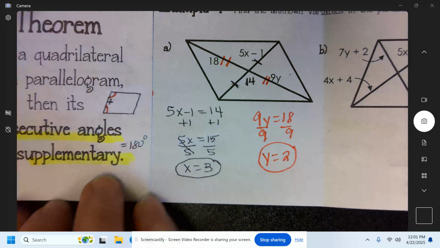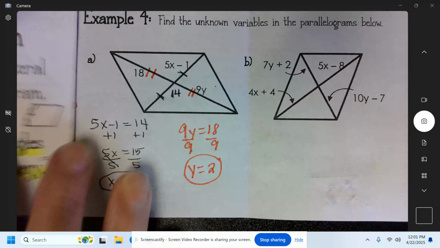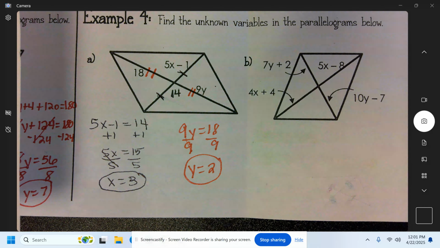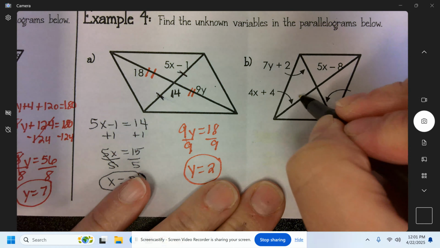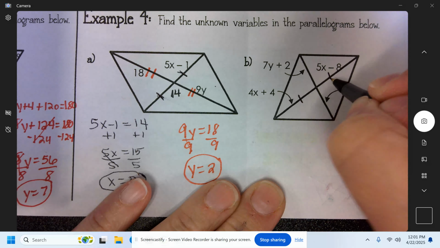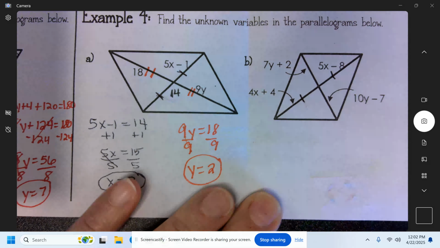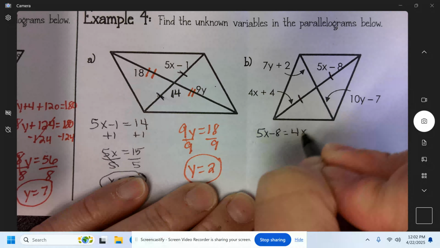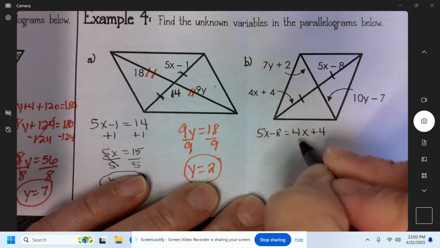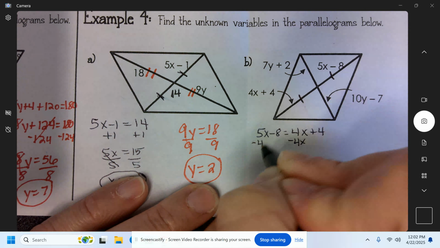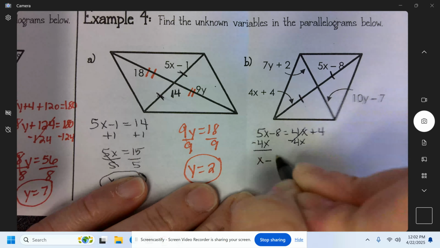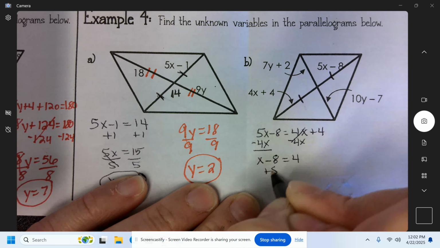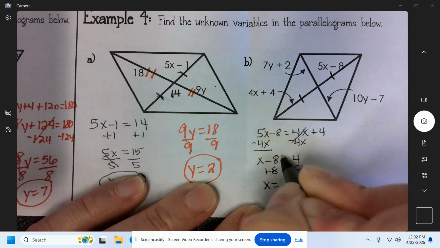All right, let's look at our last example over here. This time we have x's and y's to solve for again. So first I'm going to start with x. This is congruent to this because our diagonals bisect each other. So I can set 5x minus 8 equal to 4x plus 4. I'm going to start off by subtracting 4x. That gives me x minus 8 equals 4. And then I'm going to add 8, which gives me x equals 12.